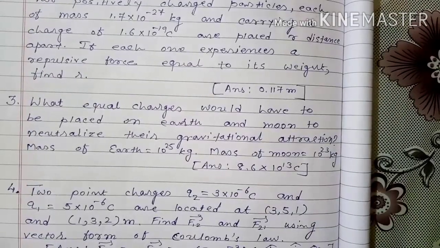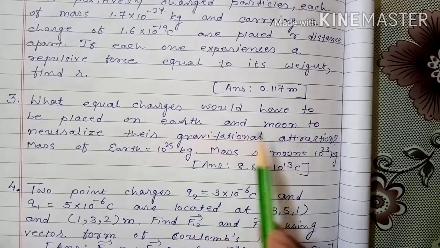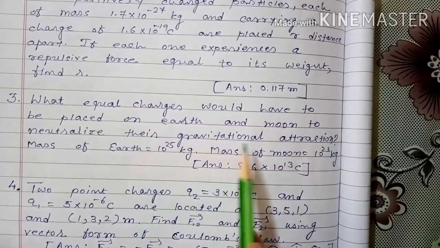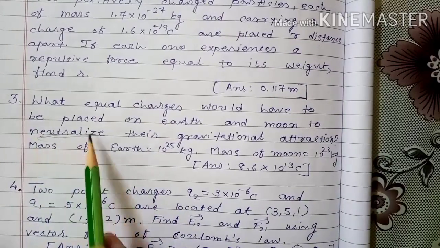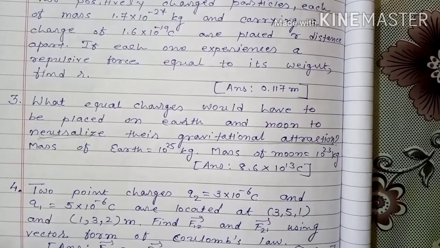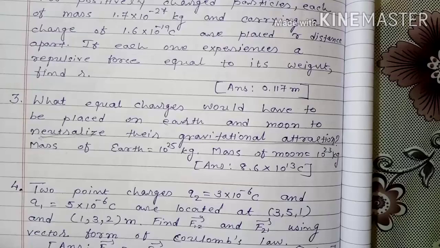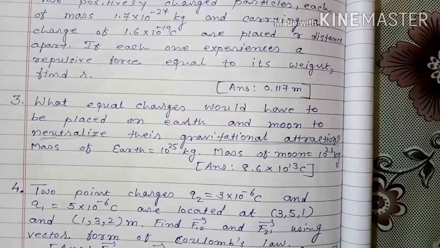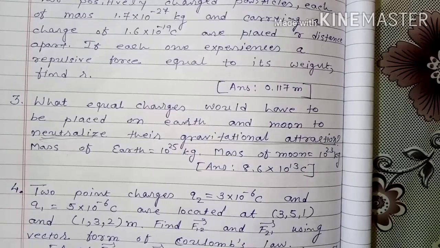Now sum number 3. What equal charges would have to be placed on Earth and Moon to neutralize their gravitational attraction? It means we have to make net force 0. Mass of Earth is given to us, mass of Moon is given to us. We have to neutralize the gravitational attraction. How can we neutralize? Let us see.